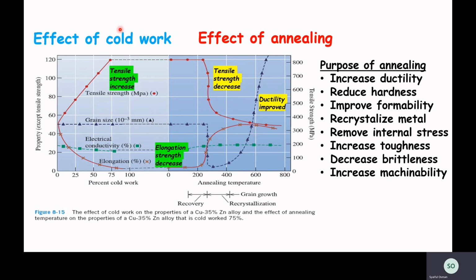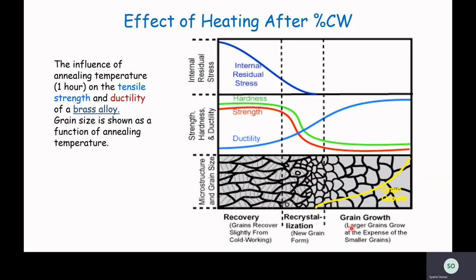So when we do cold work, tensile strength, like I have mentioned before, will increase, but ductility will decrease as a result of restricted dislocation movement, and grain size is pretty much maintained throughout the process. But when we do annealing, the tensile strength decreases, the ductility improves, and we can see there is an abrupt change in the grain size, and at a certain temperature, the grain size slowly increases up to a maximum. Heat treatment can be used to remove the effect of strain hardening, and the three stages that occur during heat treatment are recovery, recrystallization, and grain growth.